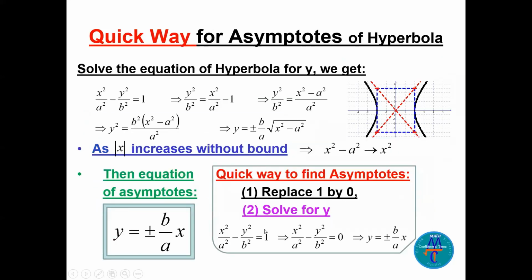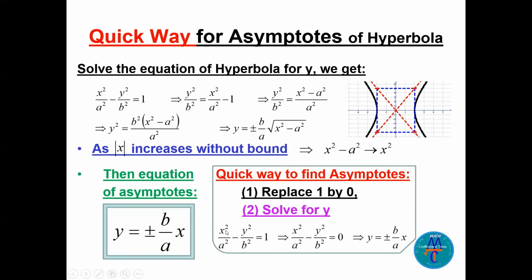Okay. Quick way to find the asymptotes. This is very nice to quickly check the asymptotes. See, if you draw any hyperbola, you should have two asymptotes. The quick way to find them: replace 1 by 0. After you find the equation here in standard form, there is a 1 on the right side. Replace it by 0, solve for y easily. You don't have to remember any formula.